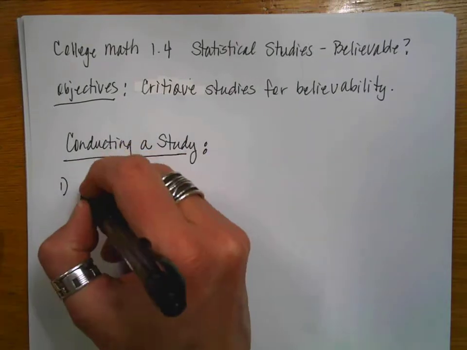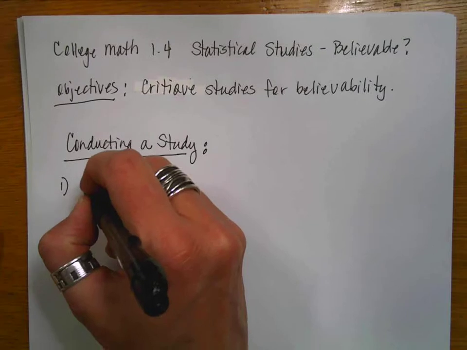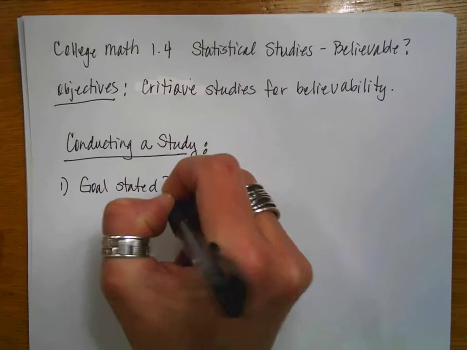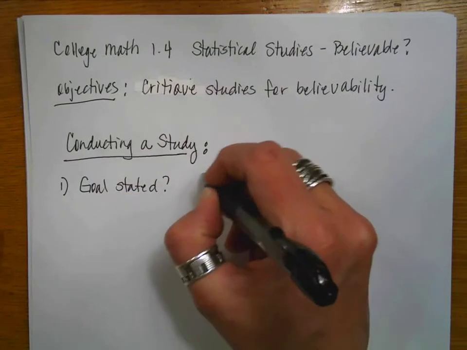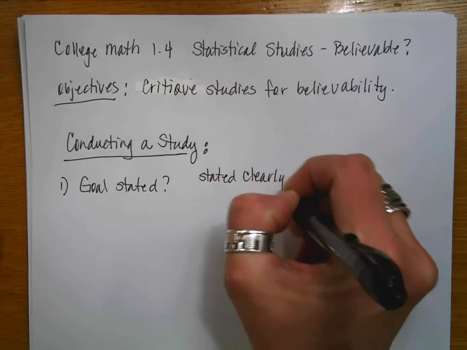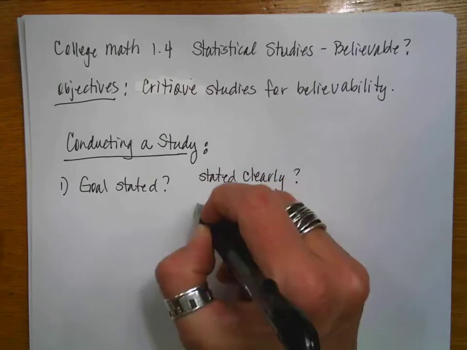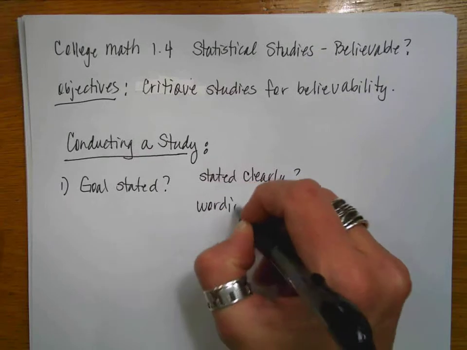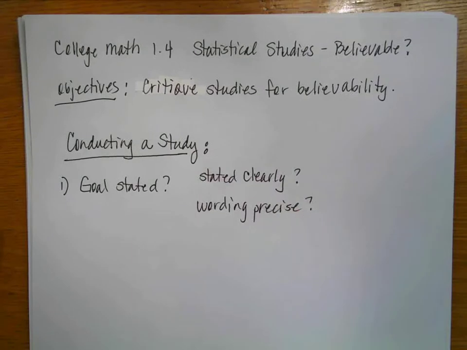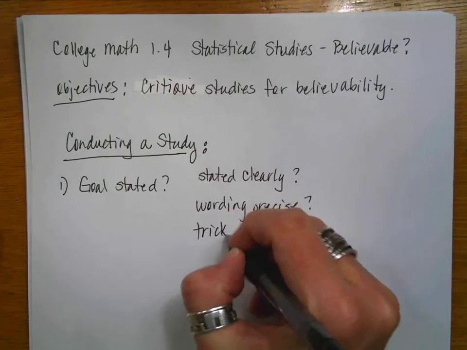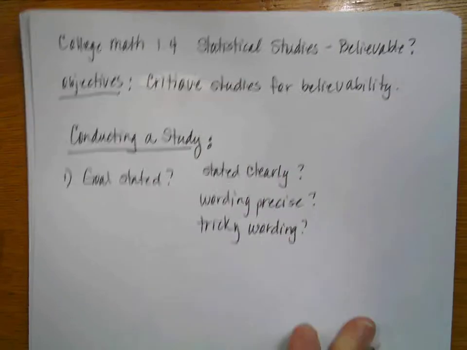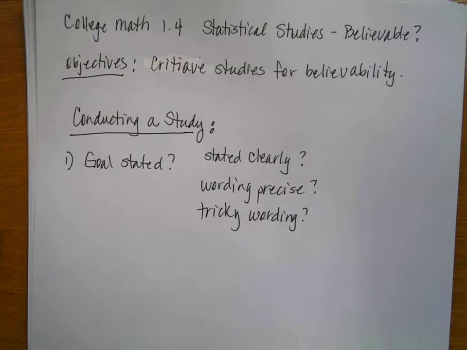Number one, if you're looking at a study, was a goal stated? Okay, and was that goal stated clearly? Or did they use language that's really hard to understand? Is the wording precise? And then, is there any tricky wording? We're going to see an example of this in a little bit, and then we'll talk about the effect of that tricky wording.